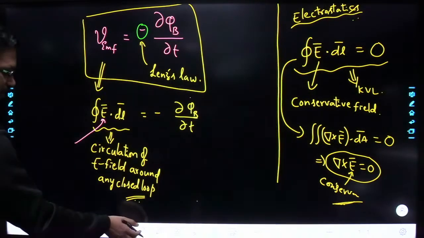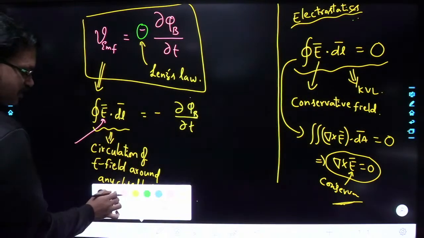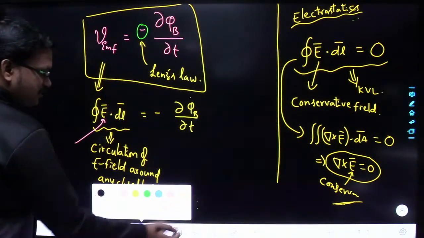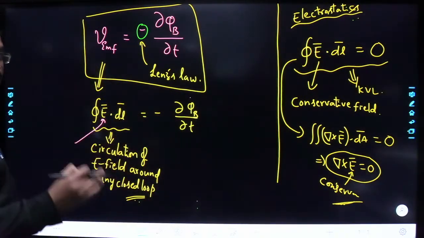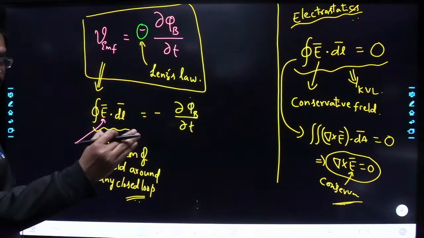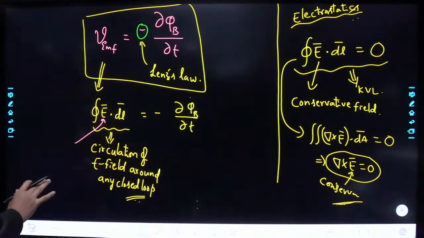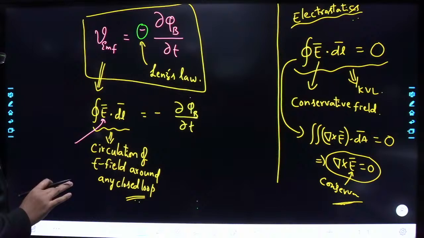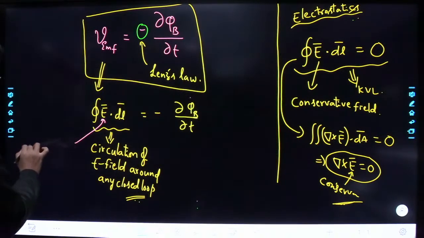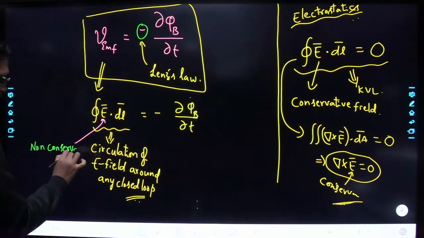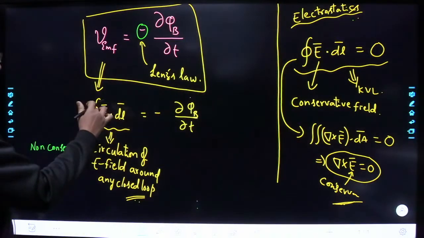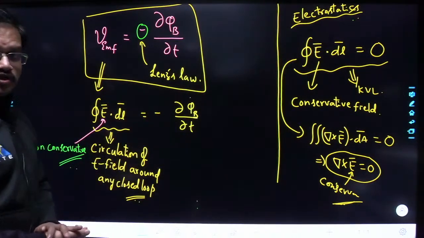That's why whenever I teach the electrostatics part, I have specifically mentioned the electrostatic field. The electrostatic field is conservative, but whenever we enter into the time varying case, we should not say the electric field is conservative. Now it becomes non-conservative. Why? Because the circulation of electric field around any closed loop is not equal to 0 in this case.